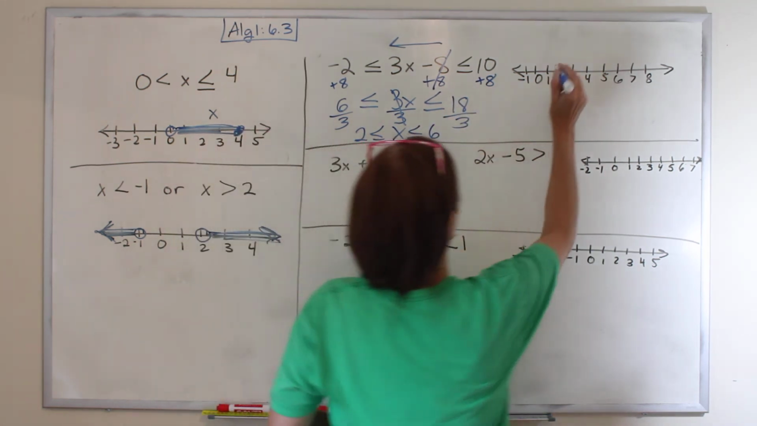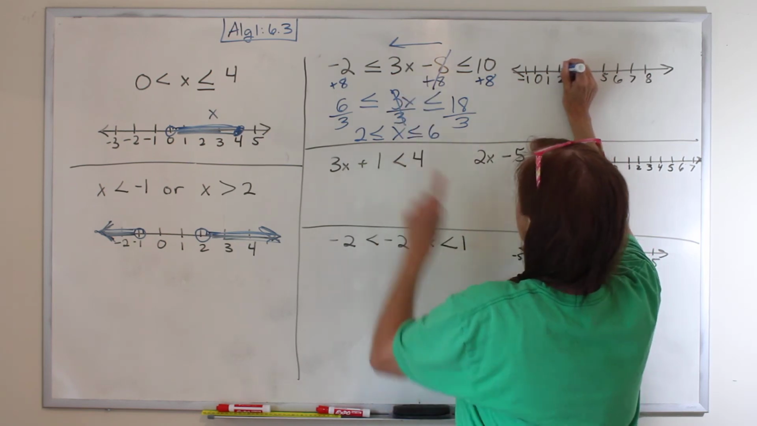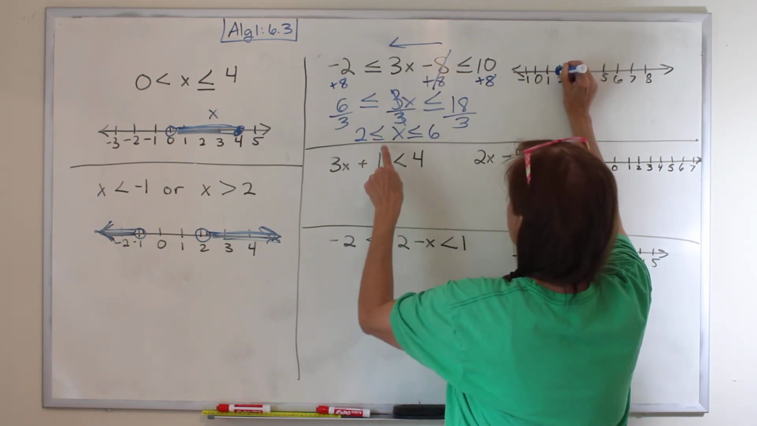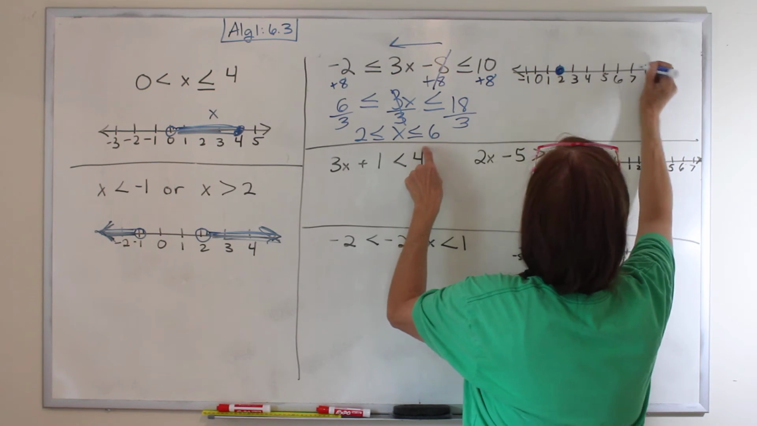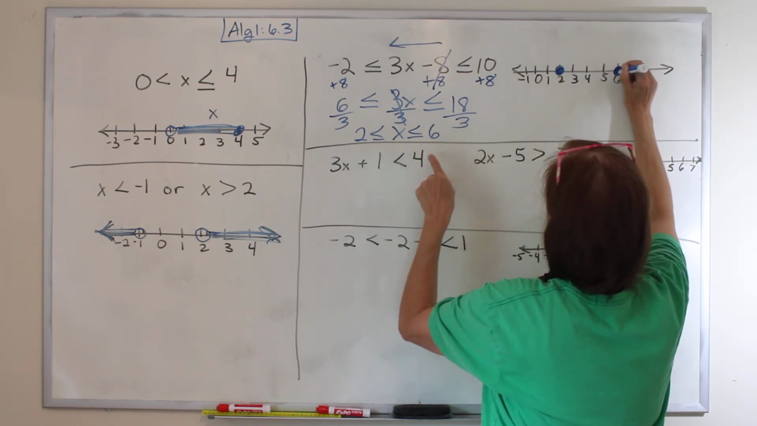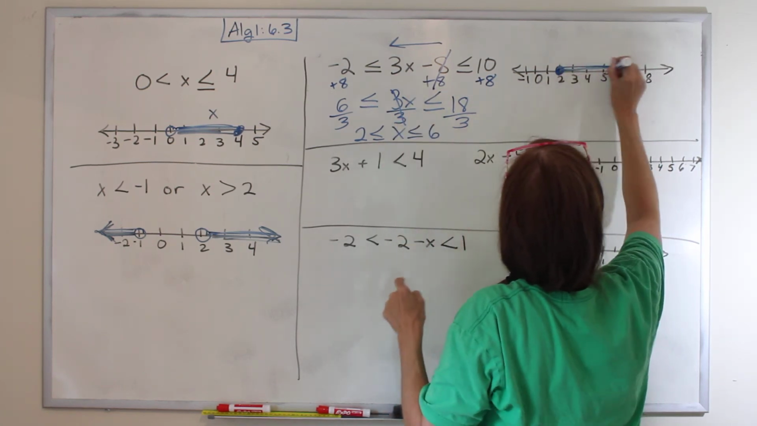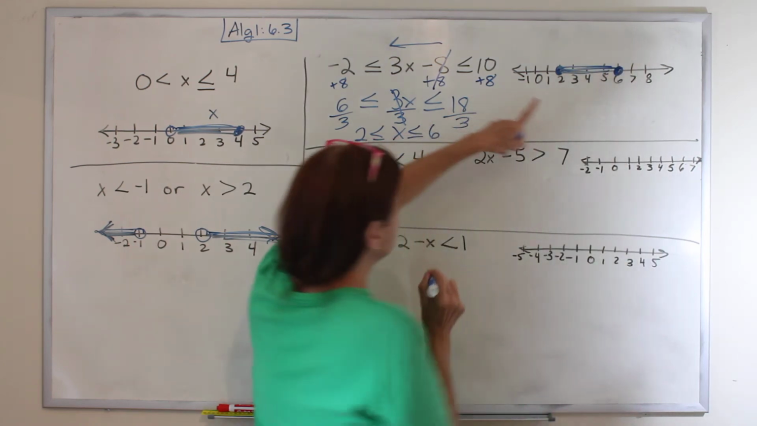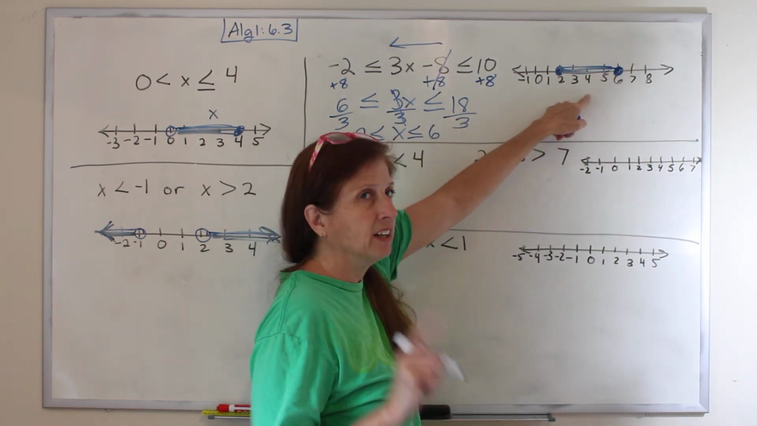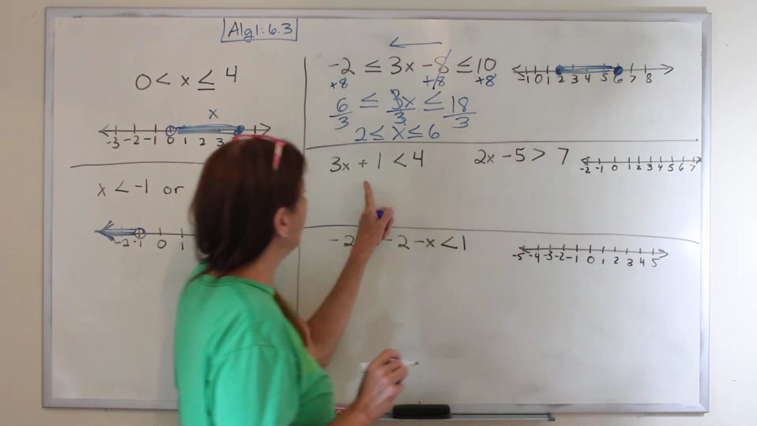And we can graph it over here. It's in the middle. It's a dot, not a donut. 6 and 2. And it's in the middle, so we color the middle. So this is what I did, not what I was supposed to do. All right, let's do this one.